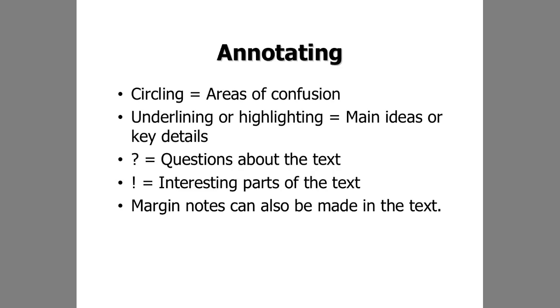So with annotation, we teach students how to circle parts of the text where they feel confused. We can also teach them how to underline or highlight when they encounter main ideas, as well as key details that are important that support those main ideas. Question marks for questions about the text. Then we have exclamation points when students want to make note of parts of the text that they find especially interesting. And then we can also teach students how to make margin notes in the text. So if you have an idea or a comment or some kind of connection to the text, we can teach students how to take margin notes.